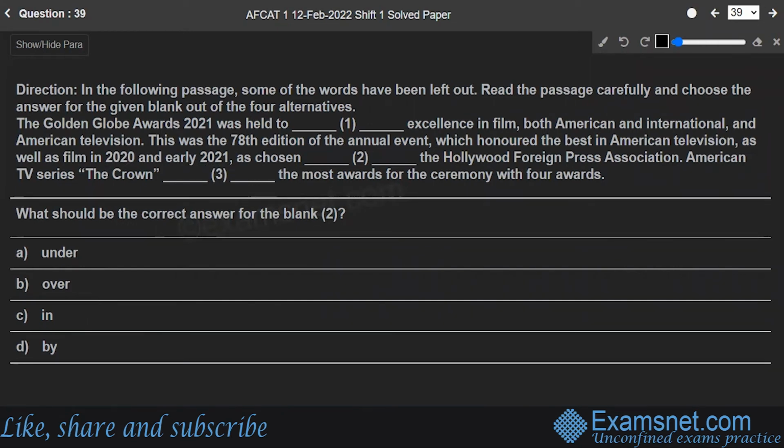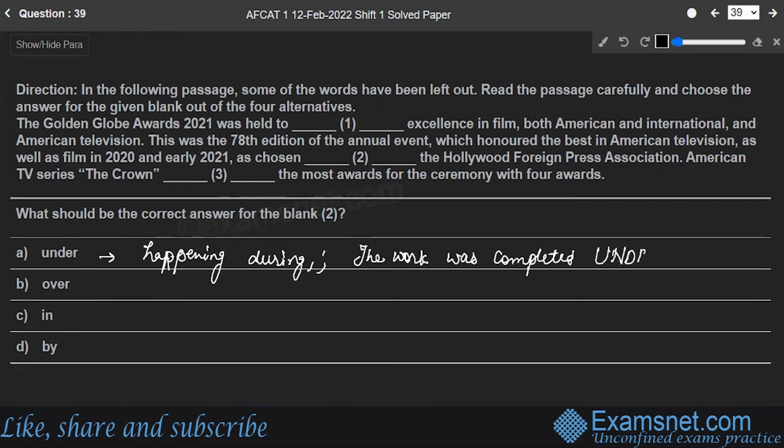See the preposition under, where it means when something is happening during, as a result of, or according to a particular situation. I'll give you an example so it will be very clear. The work was completed under her supervision. The work was completed under his or her supervision.